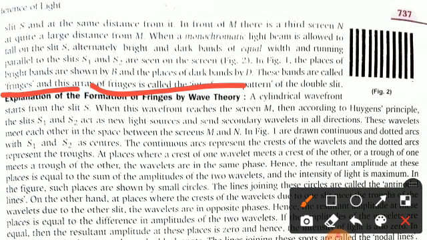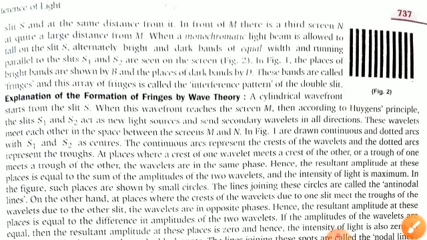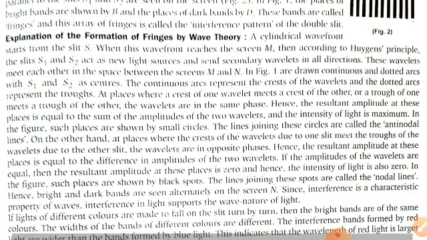So the bright and dark fringes which we get from the above experiment form a pattern that is known as the interference pattern, and this is given here in figure number 2 of the double slit. Now this is the explanation of the formation of fringes by wave theory, how the wave theory explains the formation of fringes. That is what we are going to study over here.